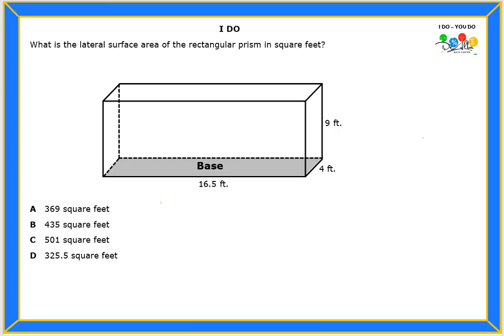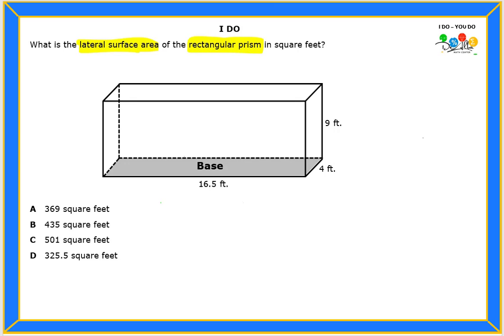Hello students, let's read the problem. And it says, what is the lateral surface area of the rectangular prism in square feet? So what is it that I'm going to be looking for? We're looking for the lateral surface area, and the shape is going to be a rectangular prism.